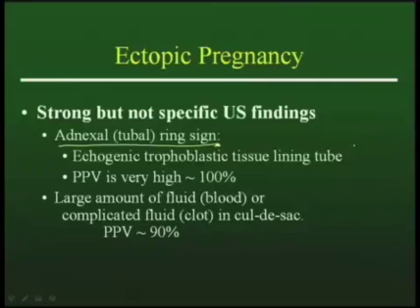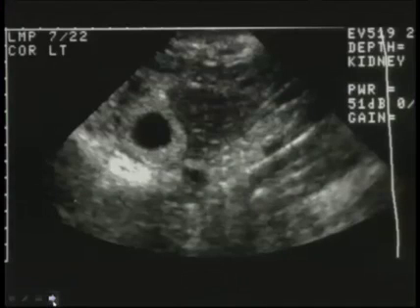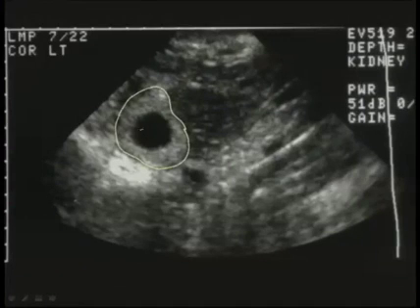The other signs of ectopic pregnancy are a large amount of fluid, and by fluid I mean blood, within the abdomen or pelvis, and in many cases you'll see low-level echoes indicating that it is complicated fluid, not simple ascites. Here's an example of the adnexal ring sign. Here you can see this very echogenic ring that surrounds the gestational sac out in the adnexa. So in the setting of a positive pregnancy test and no intrauterine pregnancy, this is a very potent sign.